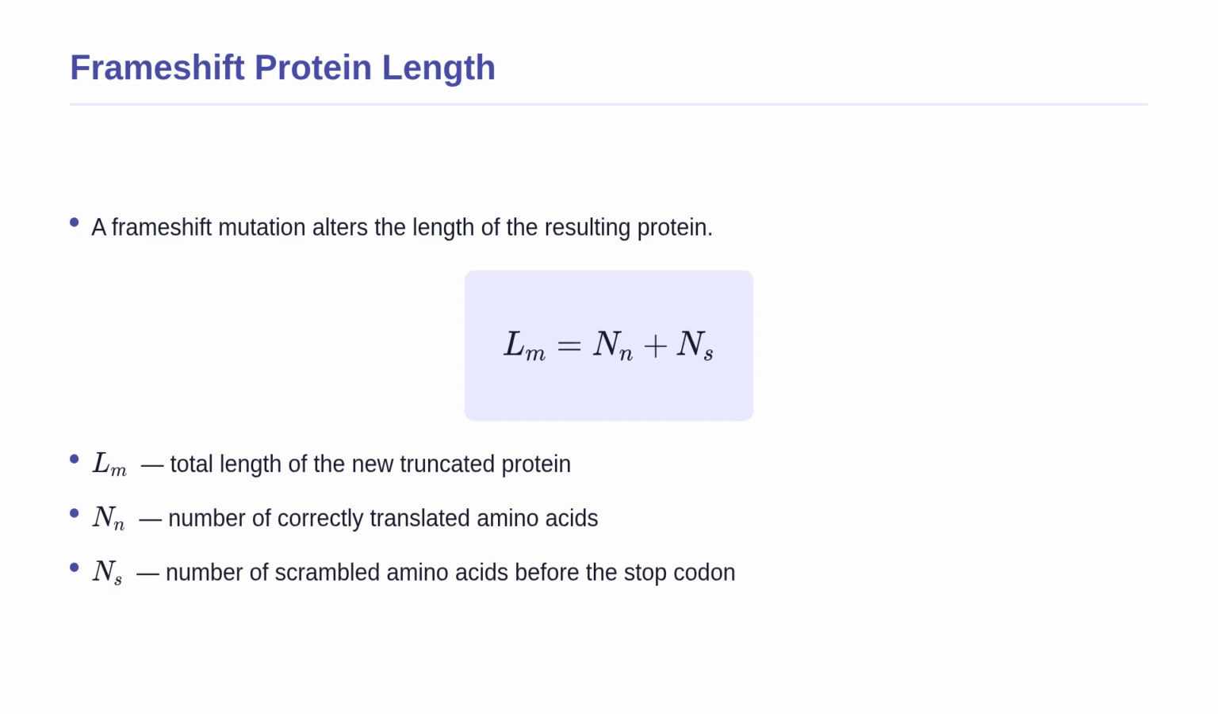The total length of the mutant protein, L mutant, is equal to the number of normal amino acids, N normal, plus the number of scrambled amino acids. N normal represents the building blocks that are identical to the healthy protein. If the mutation happens early in the sequence, N normal decreases, and the resulting protein will be severely shortened and likely non-functional.